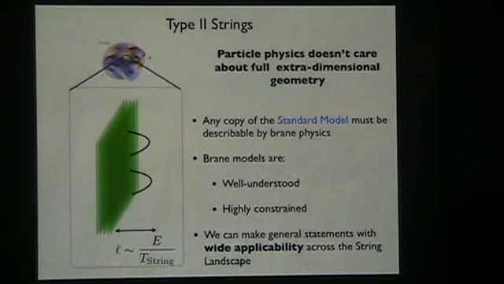And the upshot of this approach is that particle physics doesn't care about the full geometry. It only cares about what's happening near the branes, this region of the local geometry. And it leads to a powerful statement. Any copy of the standard model, any choice I make for these extra dimensions that has the standard model in it, is going to have a stack of branes, and it's going to have a geometry near that stack of branes that looks a particular way. While the choices for the full extra dimensions are vast and complicated, the choices for the geometry in this little circle are not. They're well understood, they're quite highly constrained, and if we study them, we can make general statements about wide swaths of the string landscape.